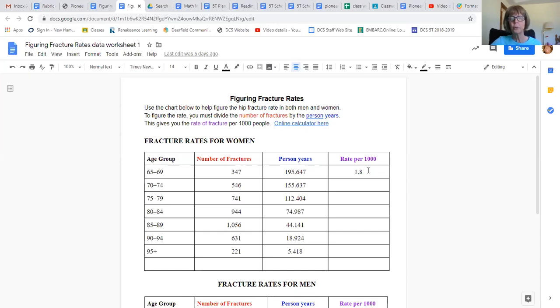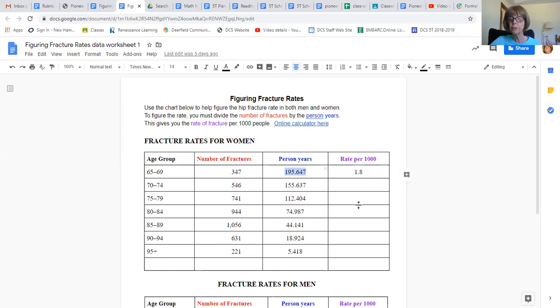So for you, you are going to do the rate per thousand. And in order to do the rate per thousand, the directions say you have to divide the number of fractures, that's in the red column, by the person years with the decimal in there. You should use a calculator to do that. And then you're going to round to the nearest tenth. So when I divided 347 by 195.647, I rounded that to about 1.8 fractures per thousand people.